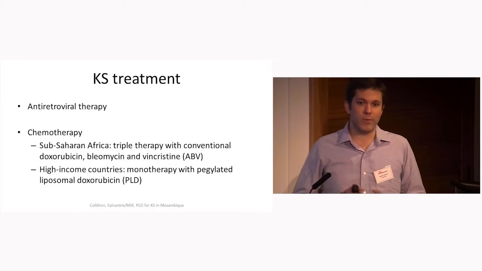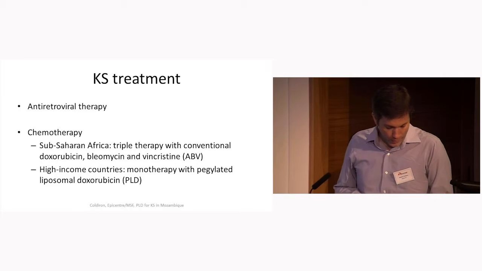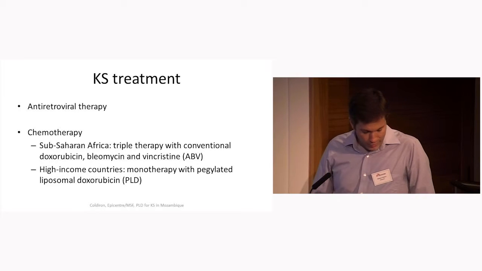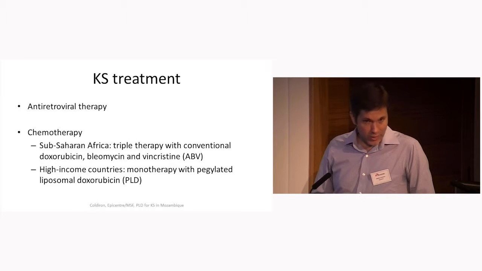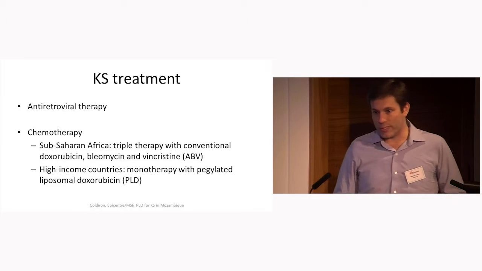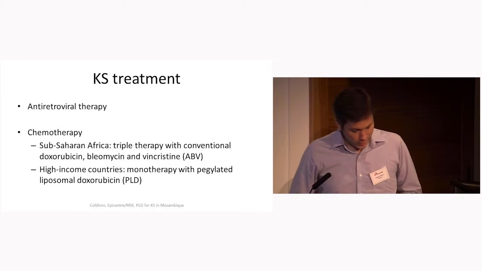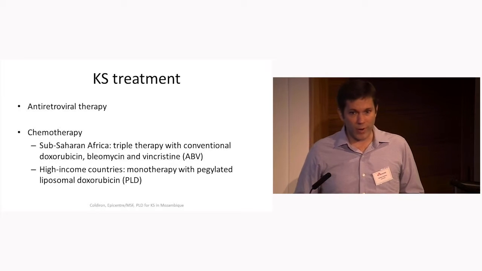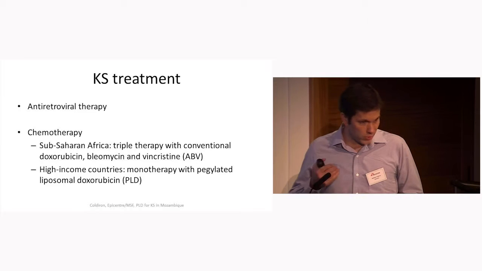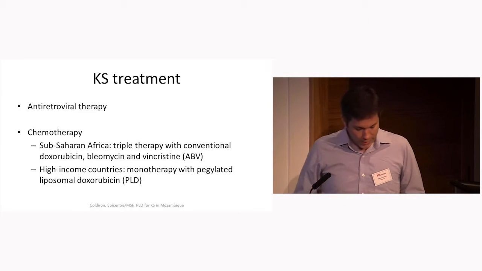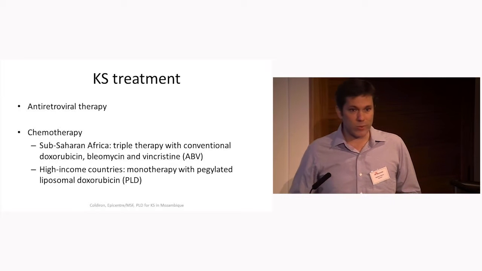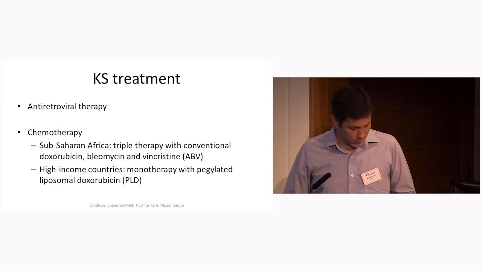And regarding chemotherapy, there's a big divide. In sub-Saharan Africa, access to chemotherapy for any cancer is very limited. And even in places where chemotherapy is available, the standard of care for Kaposi's is a poorly tolerated three-drug combination associated with a variety of toxicities like myelosuppression and severe peripheral neuropathies. And regarding doxorubicin, at a certain cumulative dose, it's associated with the development of cardiomyopathy.